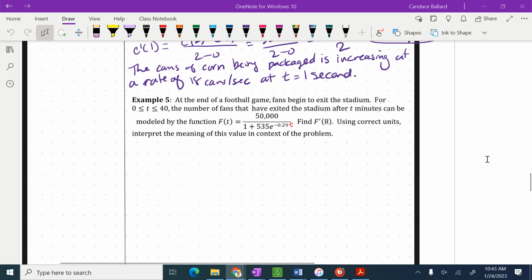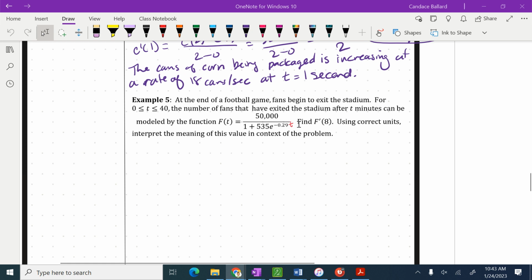We're going to read that together now that we hopefully have it typed in. At the end of a football game, fans begin to exit the stadium. For the interval between 0 and 40, the number of fans that have exited the stadium after t minutes can be modeled by the function f of t equals 50,000 over 1 plus 535 e to the negative 0.29. And notice there was a t missing.